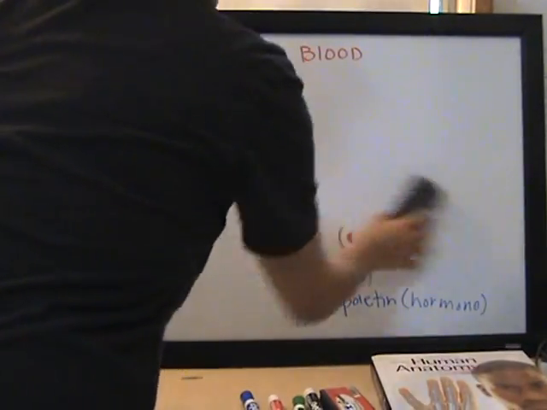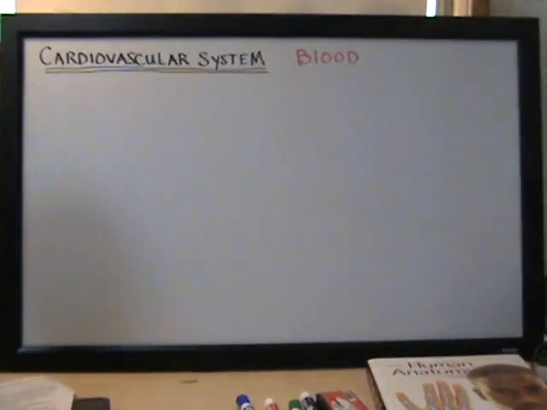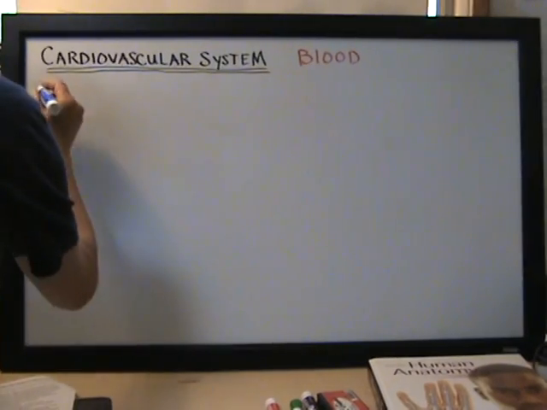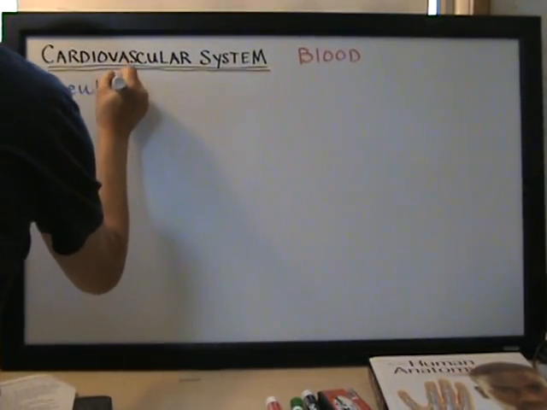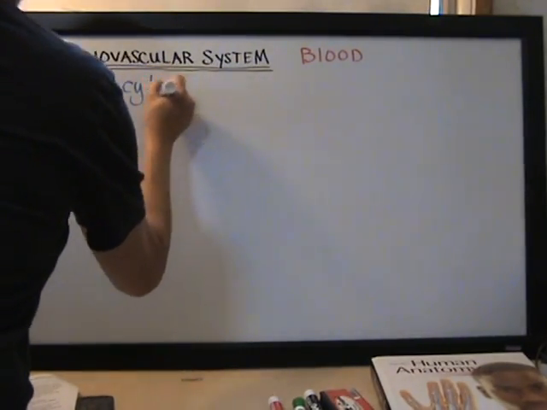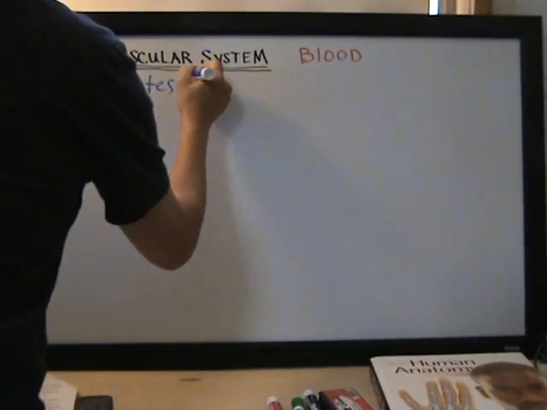Another type of formed element are the leukocytes, and the leukocytes are the white blood cells. White blood cells are important in our immune system and immunity. And these are the white blood cells.